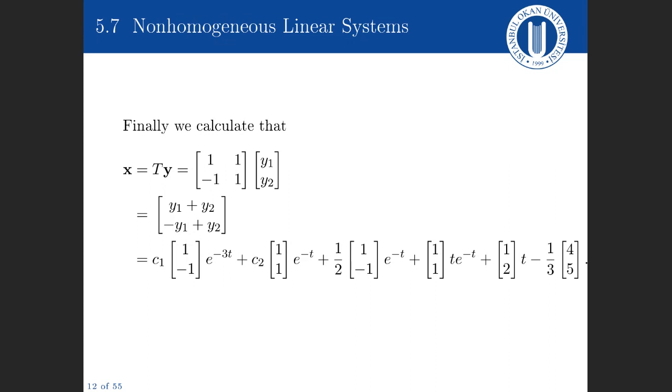A constant c1 multiplied by (1, -1) e^(-3t) plus a constant c2 multiplied by (1, 1) e^(-t). And this looks right because it's eigenvector times e to the power eigenvalue times t, plus a constant times the other eigenvector times e^(-t). Good, that's what we want. And then plus the particular solution, which is a half, (1, -1) e^(-t), plus (1, 1) t e^(-t), plus (1, 2) t, minus a third (4, 5).